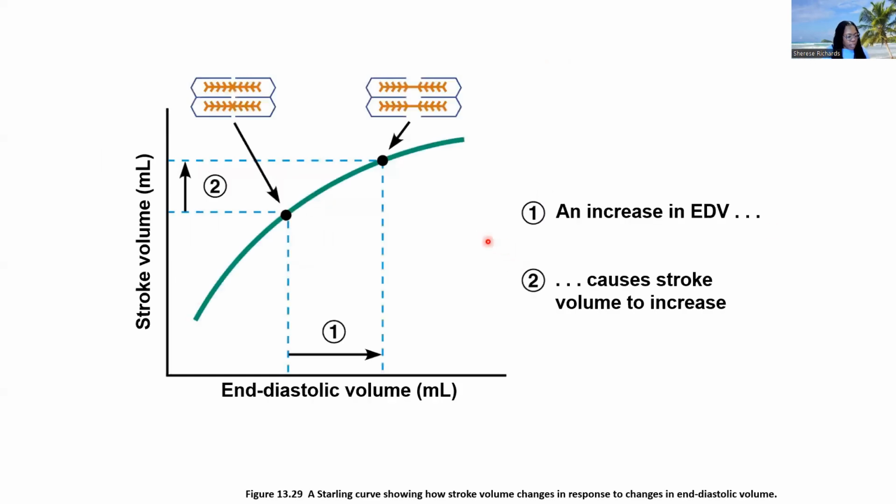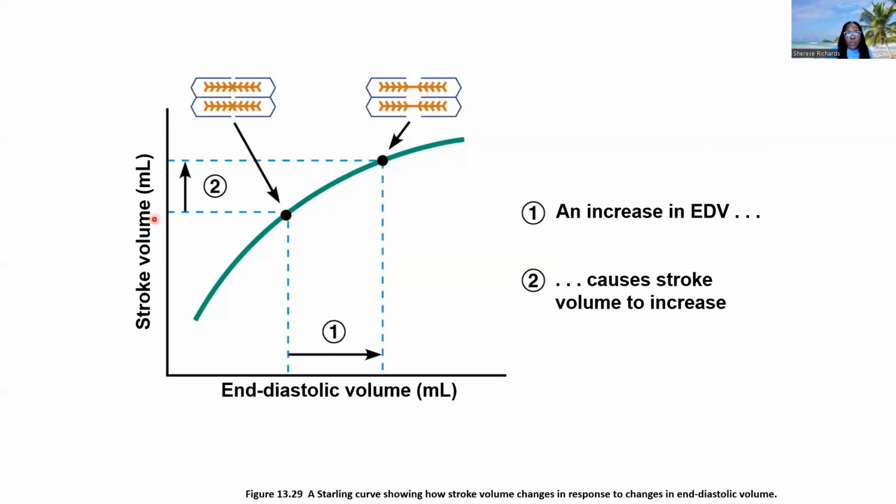All right, so just illustrating that here's our stroke volume, here's our end diastolic volume. Here is our sarcomere length, right? So here's our sarcomere length when it's relaxed. And then here's our sarcomere length when it's stretched out and approaching its optimal length.